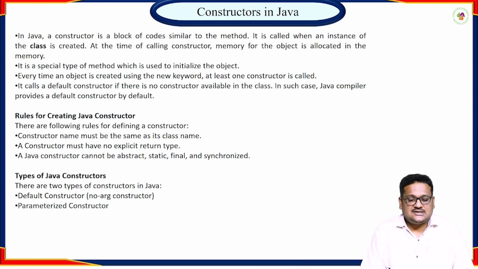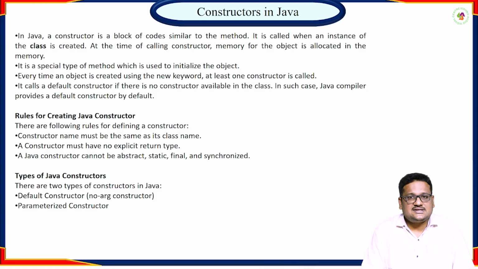Every time an object is created using the new keyword, at least one constructor is called. It calls the default constructor if there is no constructor available in the class. In such case, the Java compiler provides a default constructor by default. If there is a constructor, that constructor will be invoked at the time of instance creation. If there is no constructor, the default constructor will be invoked.